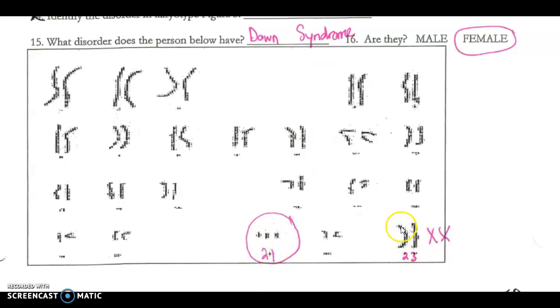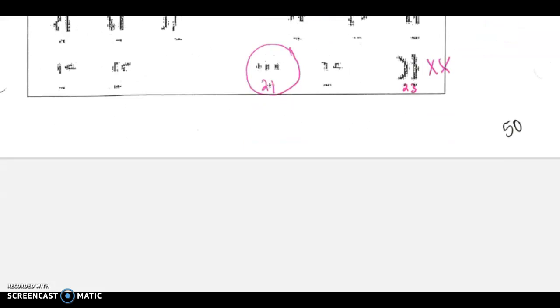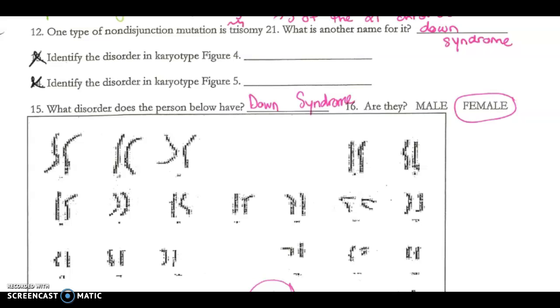And here we have 2 X's at our sex chromosomes here. So this would be a female. This XX at number 23 here. So this would be a female, and she would have Down syndrome or trisomy 21 as a result of nondisjunction. And that's it for those notes. Next, we're going to try some activities with karyotypes.